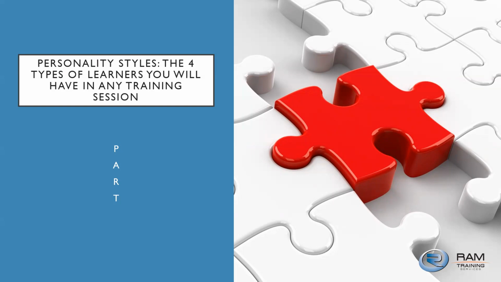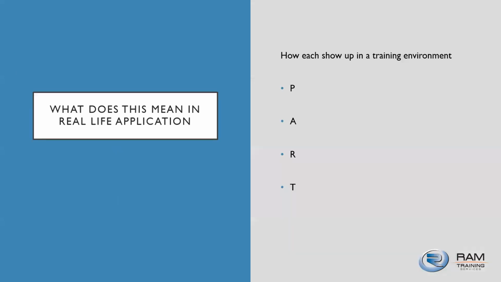Now, all of these people are perfect and beautiful. All of these people are needed, and will show up in a learning environment. They all have different, unique, and special needs that we need to cater to, be aware of, and not be offended by. So now let's jump into a real world application and how each shows up in a training environment. First of all, let's talk about a real world environment.